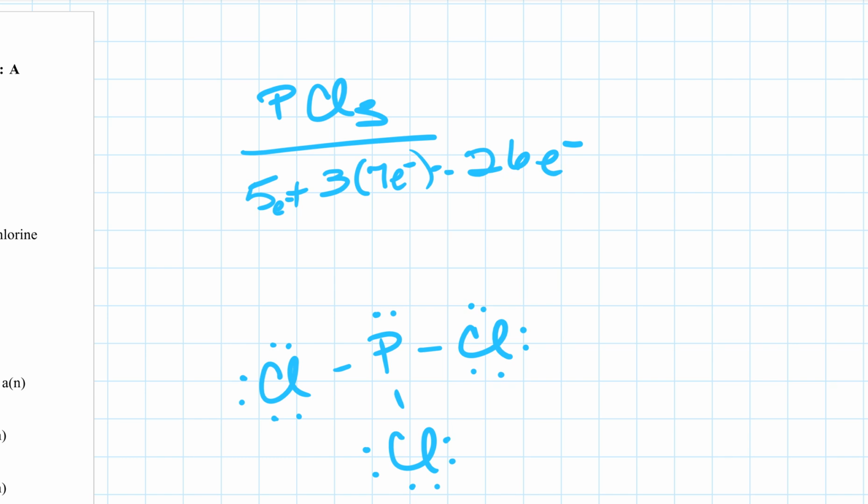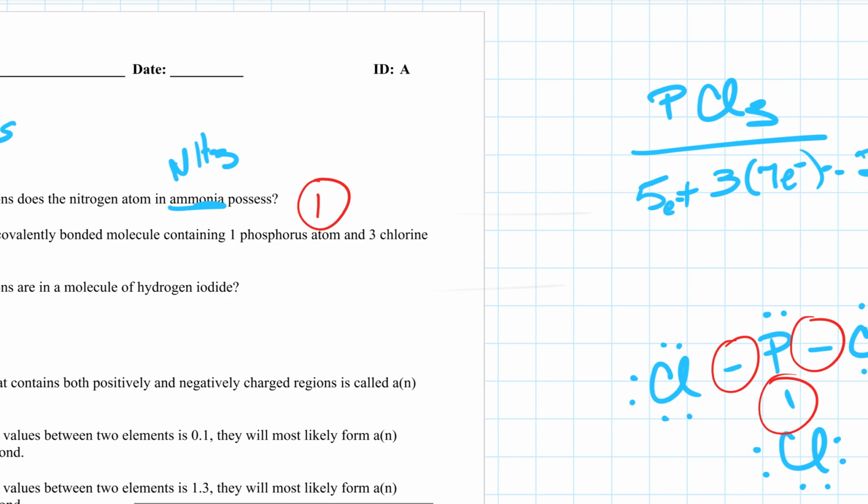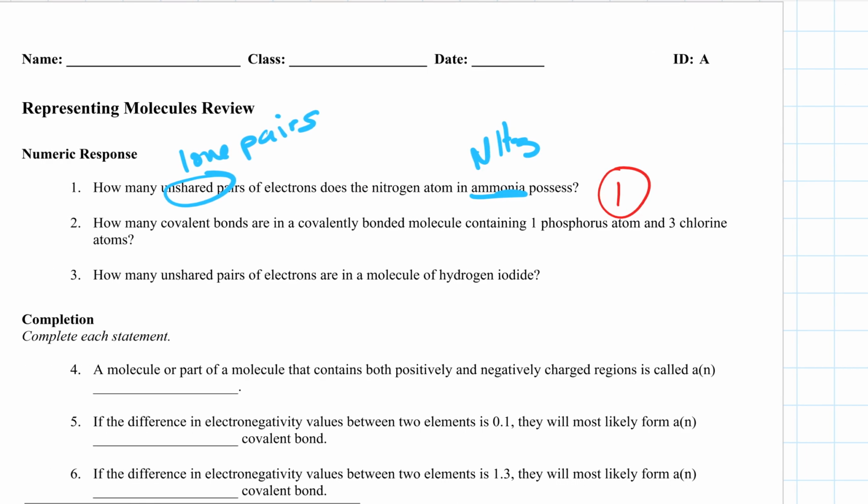phosphorus trichloride. We're asked how many covalent bonds there are, and we've got 3 of those total. So 1, 2, 3. Now it wouldn't be any different if it was a double bond or a triple bond in here. A bond is a bond. Double or triple bonds just tell us we're sharing more pairs of electrons. So the answer here is 3 covalent bonds.